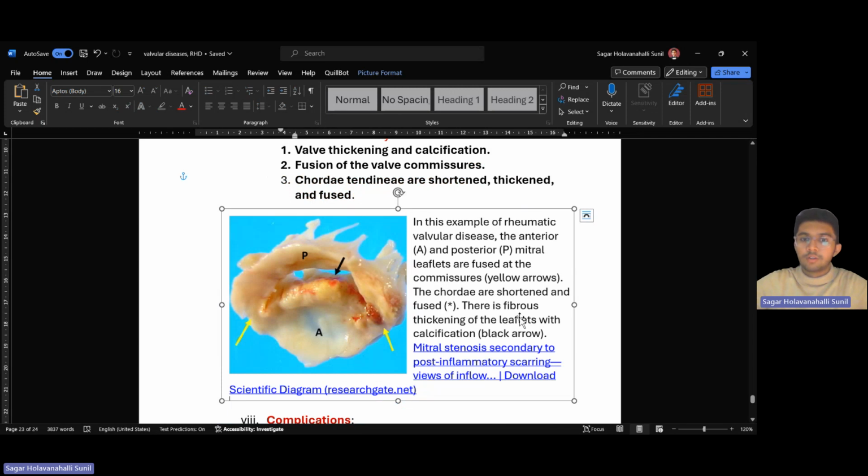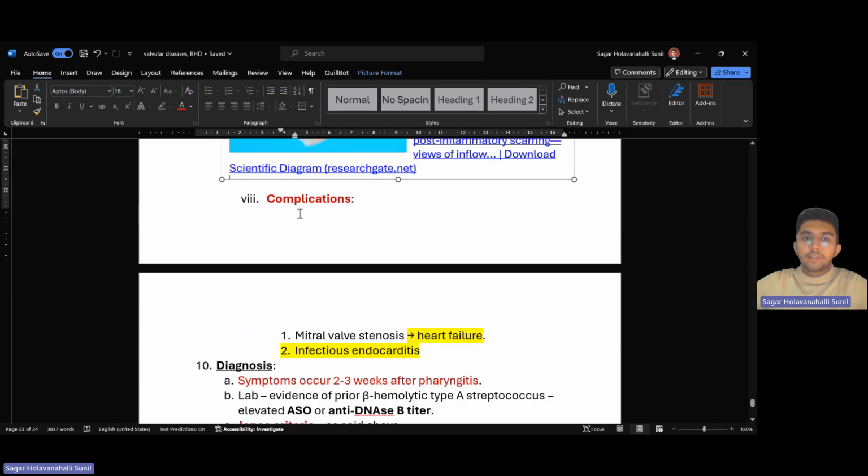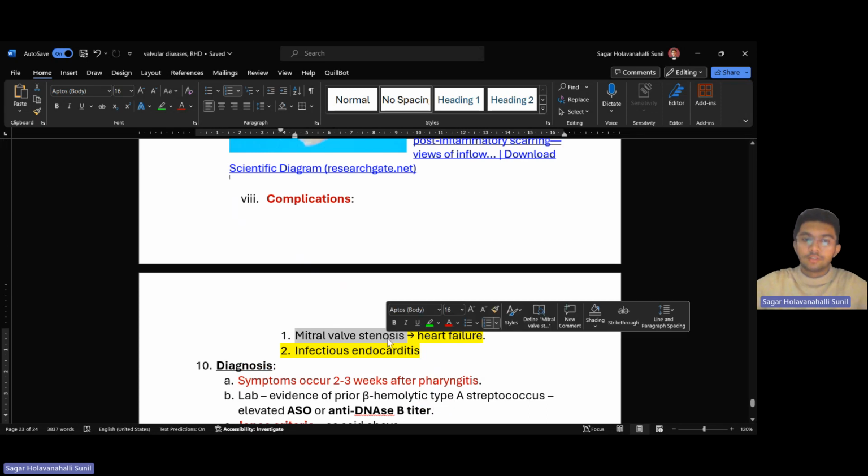Let's look at this. Look at the black arrow. This is a fibrous thickening of the valve. Clearly, you can see that the valve is thickened. This is the anterior part and this is the posterior part. Then you can see that over here, they are fused. So this is fusion of these valves. So that's what happens. And for complications of chronic rheumatic heart disease, mention whatever is in mitral stenosis.